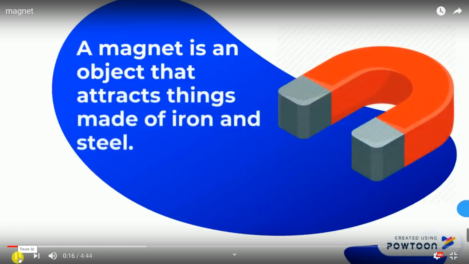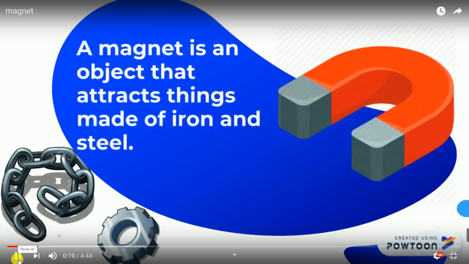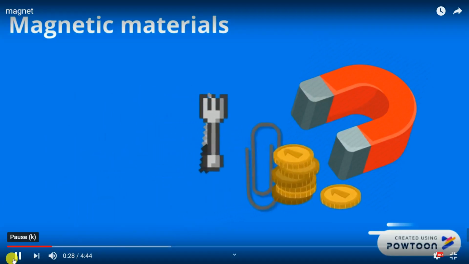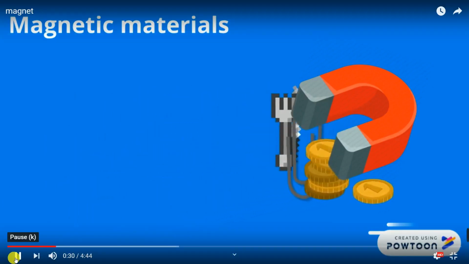Okay. Can a magnet attract everything around us? No, magnets can't attract everything around us. So, what is a magnet? It's an object that can attract things made of iron or steel. So, coins, paperclips, or a fork made of steel can all be attracted to a magnet. So, they are known as magnetic materials.